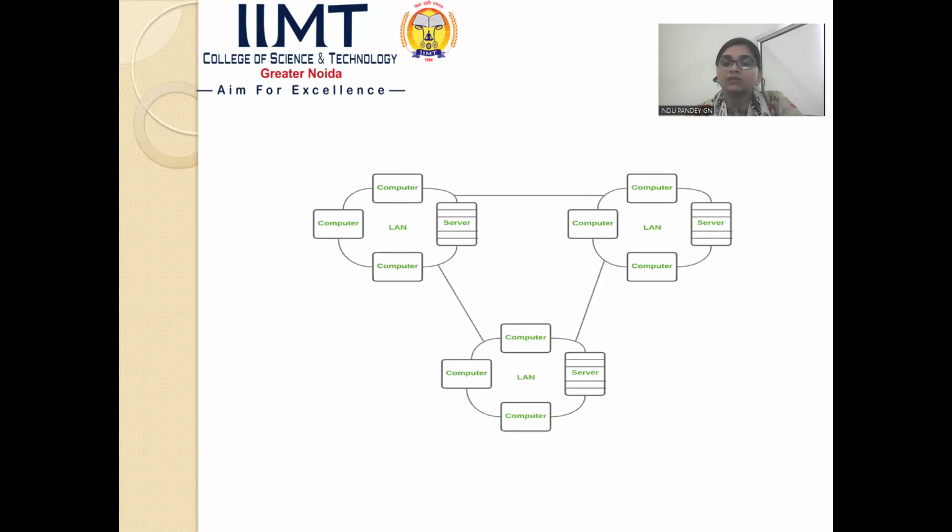Here in this diagram we can see that there are three LAN connections and various devices such as computers are connected through it, and this connection is interconnected with a MAN network. It provides wider coverage and high speed to the user.